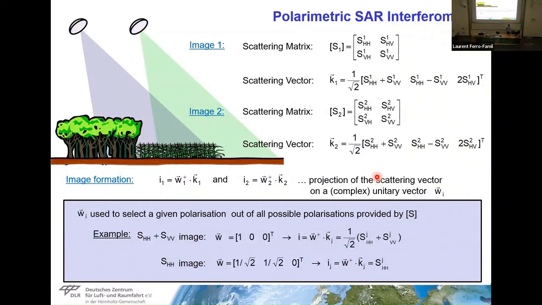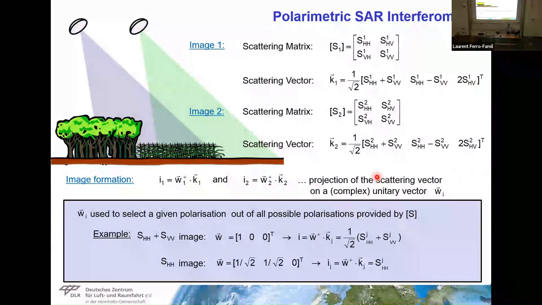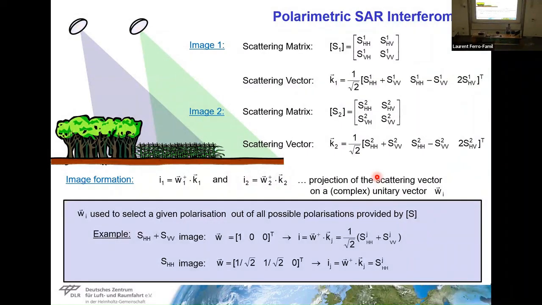And we said at the beginning, the way to put polarimetry is basically, so let's stay on the single baseline case. So you have one baseline, you have polarimetric acquisitions at the two extremes of the baseline. And what you do, you just combine polarimetric channels at the two extremes in order to optimize something. So this is formalized here.